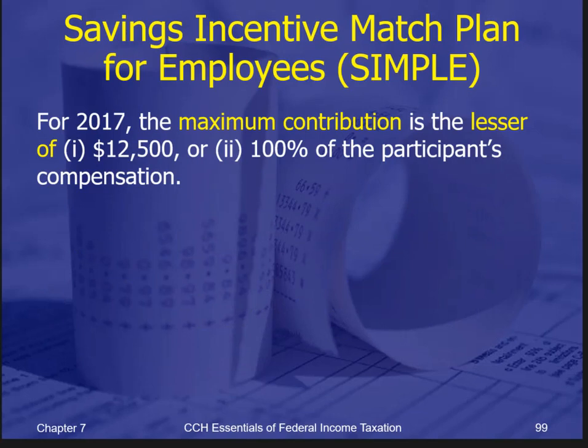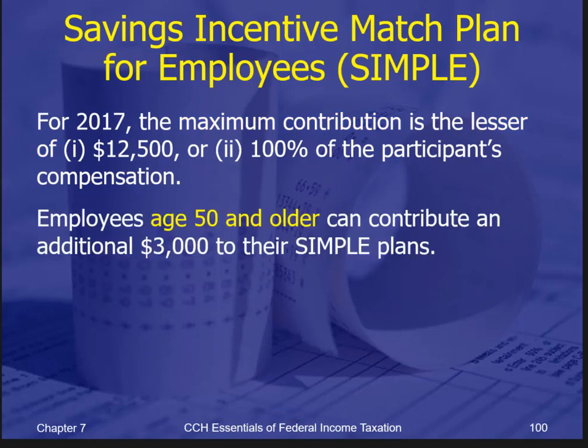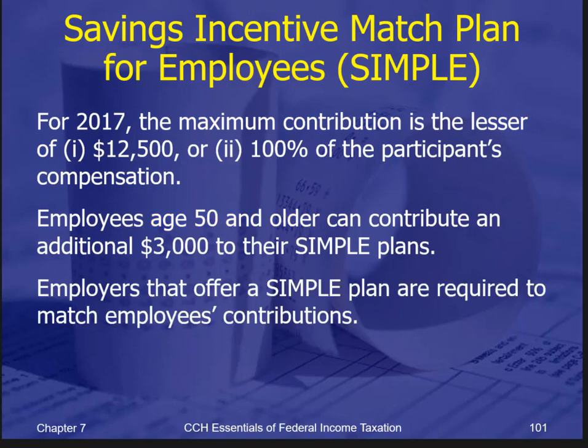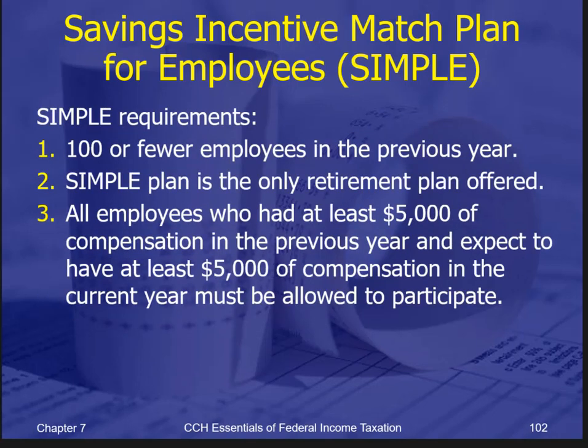Simple plans. Notice the maximum contribution is much less than what we talked about in the other two. All right, so it can only be up to $12,500. They can't put extra if they're over 50. You have to do some matching of employee contributions, and there's some specific rules about how that happens, but the simple plan allows the employer and the employee to make contributions. The SEP plan, only the employer can make contributions.